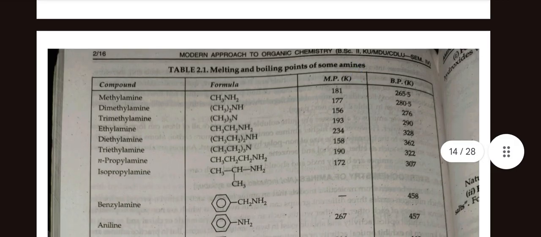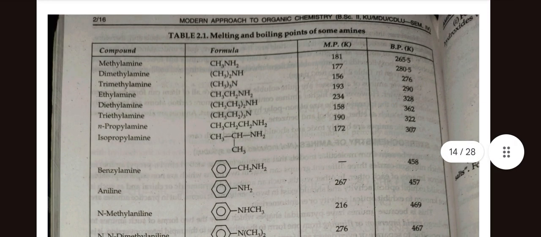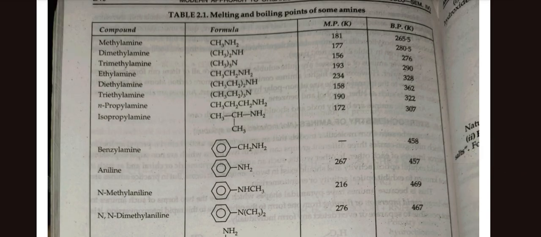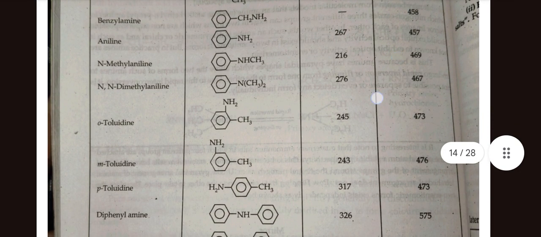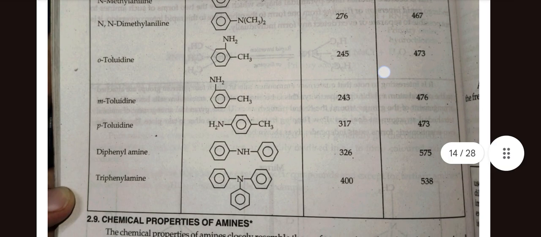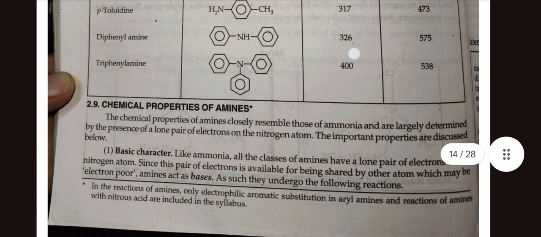Melting and boiling points of some amines are shown in this table. The melting point of methylamine is shown as 181 Kelvin and the boiling point is 265.5 Kelvin. Further, the melting and boiling points of other amines are also shown below. For example, dimethylamine, trimethylamine, ethylamine, diethylamine, triethylamine, n-propylamine, isopropylamine, benzylamine, aniline, N-methylaniline, N,N-dimethylaniline, ortho-toluidine, meta-toluidine, para-toluidine, diphenylamine, triphenylamine.